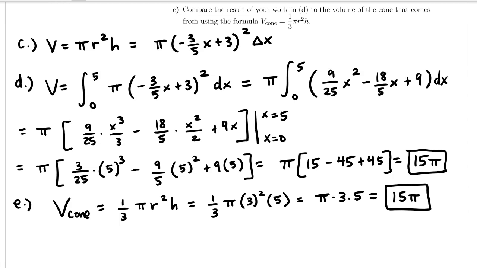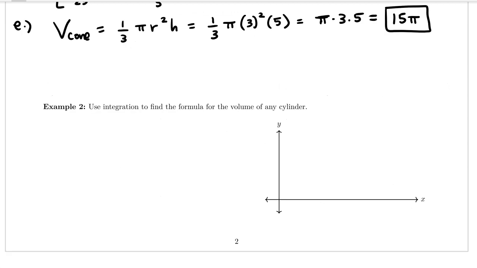What this shows is that we have this formula from geometry on how to calculate a volume, but we could have also calculated the volume using a definite integral and calculus. Now, it's probably much easier for us to just use the geometric formula, but we'll find in this section that we're going to be taking the volumes of shapes that we don't have geometric formulas for, so we are required to use calculus. Example 2 says, use integration to find the formula for the volume of any cylinder.